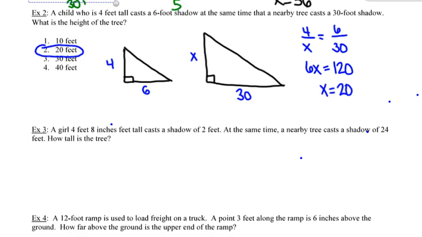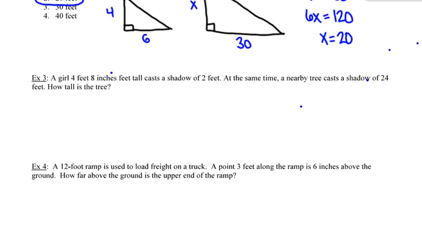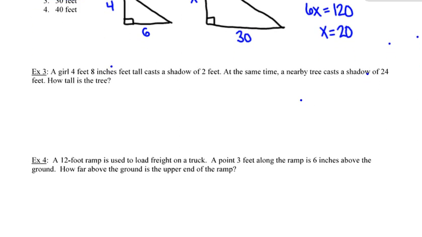All right, number 3 also deals with feet and shadows. I happen to notice in this question that there is a typo. So if yours says 4 feet 8 inches, it should say 4 feet 6 inches. If you're not seeing the typo, it's probably because I fixed it before your packets were copied. So in number 3, it says a girl that's 4 feet 6 inches tall casts a shadow of 2 feet long. A nearby tree casts a shadow of 24 feet. How tall is the tree?